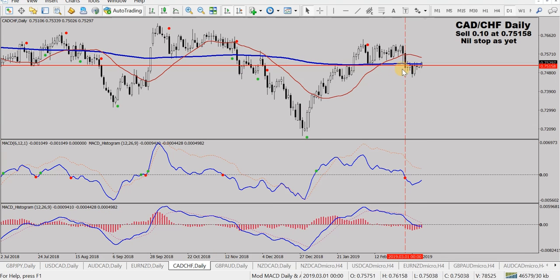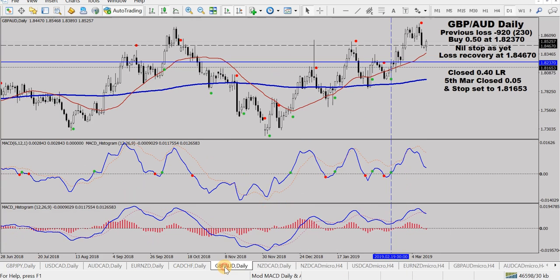CAD Swiss in a sell from a few days back. Started off all right, pulled back, and now just against me a few pips there. Not good, but not the end of the world either. So that's a CAD Swiss in a sell.